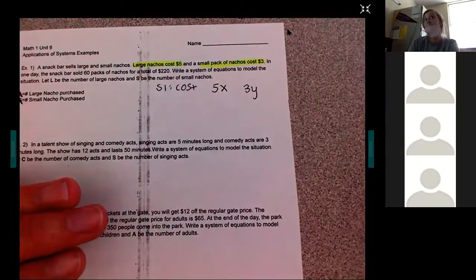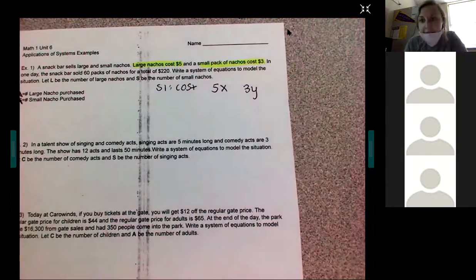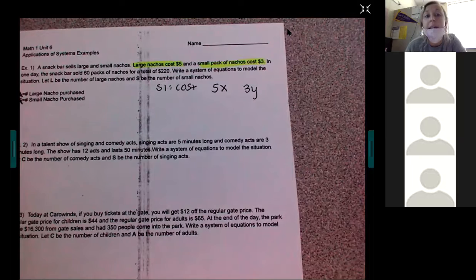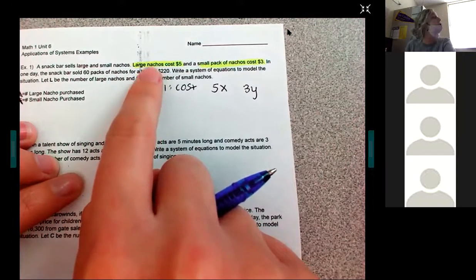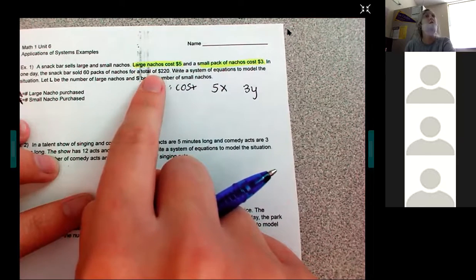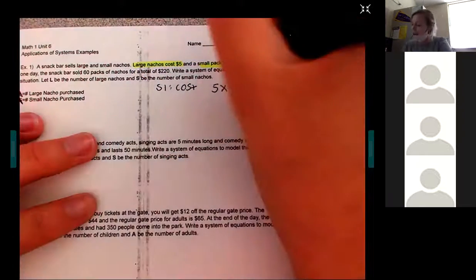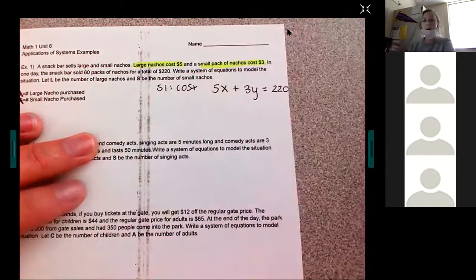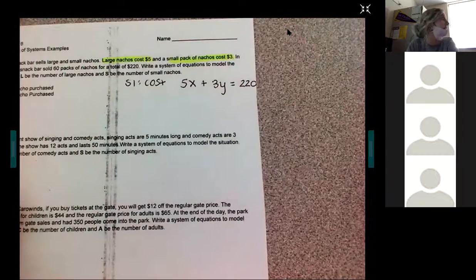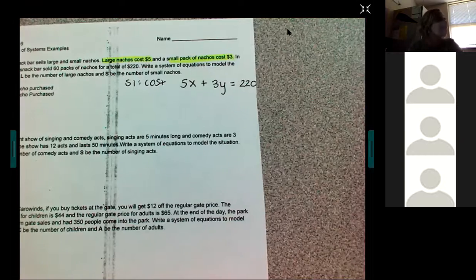Oh, what did you say? Good. Listen, Tay said plus. If you read the next sentence, y'all, it says they sold them for a total of how much money? What does total mean? Add. There you go. Plus, and that will equal 220. We did one just like this yesterday.